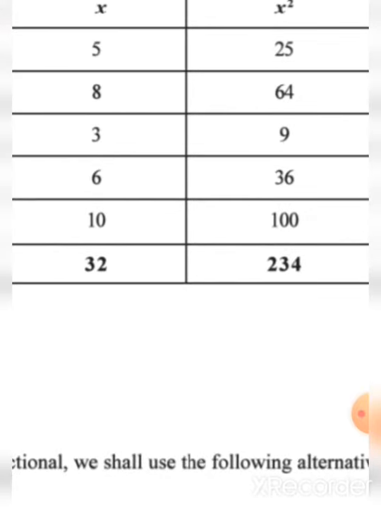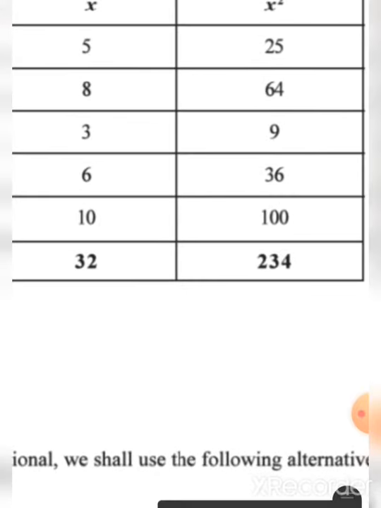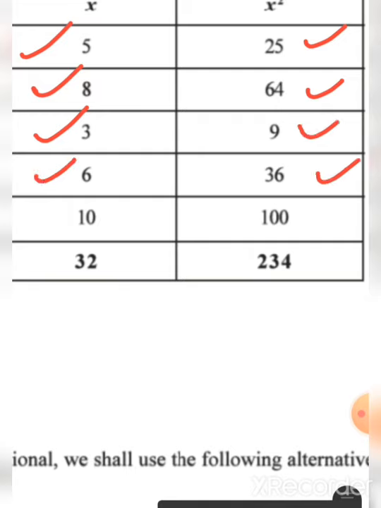So over here, as time has been given to us, it's 5, 8, 3, 6 and 10. If we do the total of it, you would find it is 32. This 32 would be used to find the mean. Now for x square, you would find that the square of 5 is 25, the square of 8 is 64, of 3 is 9, the square of 6 is 36, the square of 10 is 100, and as you do the total of it, it is 234, and this we are going to use in our formula.